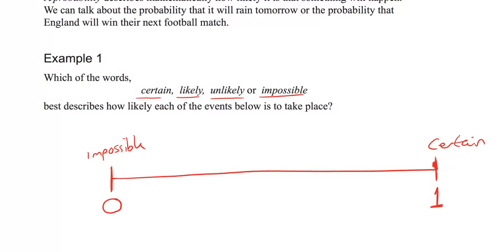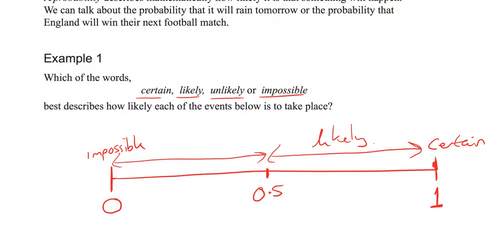And if we think of the middle of it as being 0.5, then if we are anywhere to the right here, between 0.5 and certain, we can say it's likely to happen. It's more likely to happen than not likely to happen. And if we are over this side, nearer the impossible side, well, it's less likely to happen than it is going to happen. So we say it's unlikely. So these are just some general ideas to help us get started.